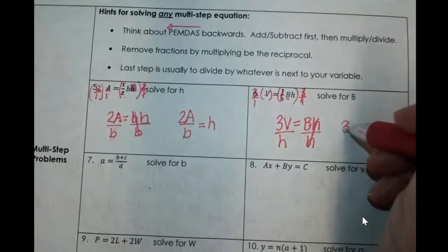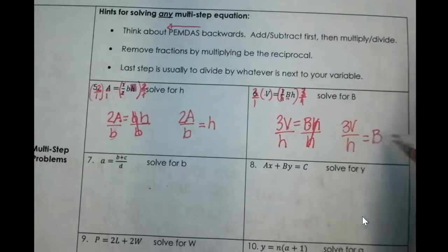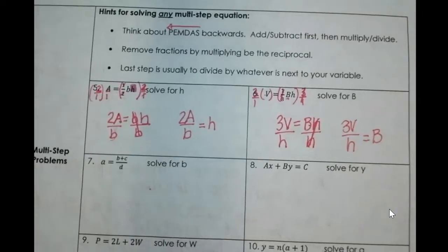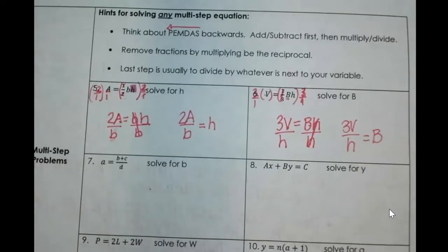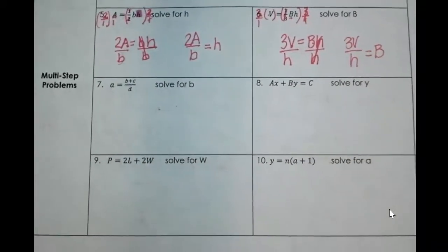So your answer, 3v divided by h equals b. All right, how you doing so far? Hope you're doing good. Okay, let's take a look at number 7.